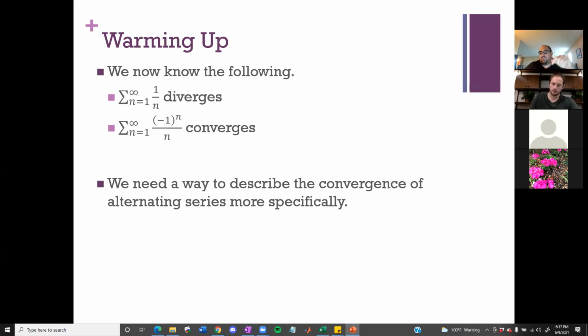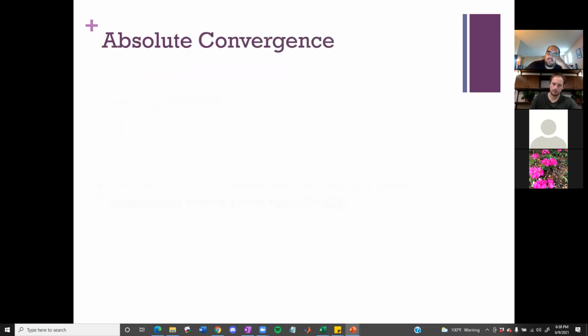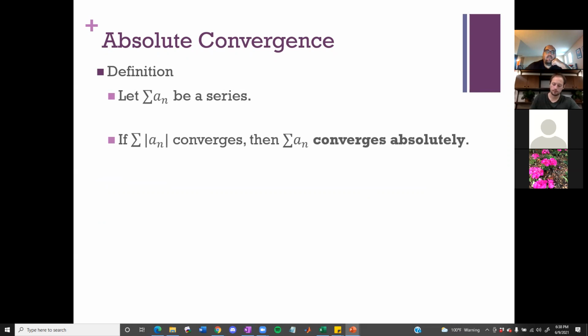everything we've done so far has been either convergent or divergent. Now we're going to bring in one more layer to more specifically describe alternating series in particular. And that idea is absolute convergence. So the way that works is this. Let's say I have some series. And then, notice the difference between this thing and this thing.